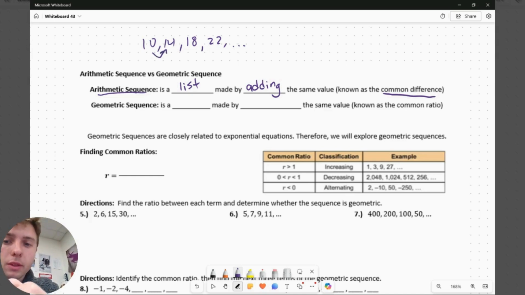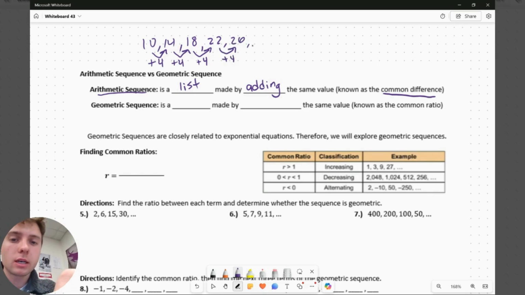Whenever you add that same value over and over, you get what is known as a common difference. For example, the list of numbers I just made, each term differs by just 4. You could add 4 between each of the terms to find the next one. For example, if we wanted to continue this list, you could add 4 to 22 and get 26. You could add 4 again to continue the list and get 30. The common difference in this case is plus 4.